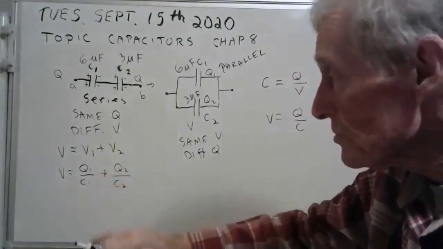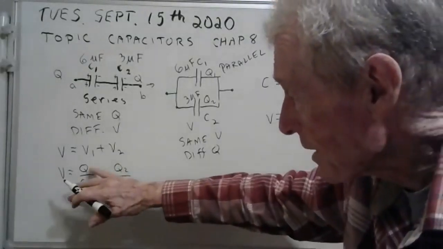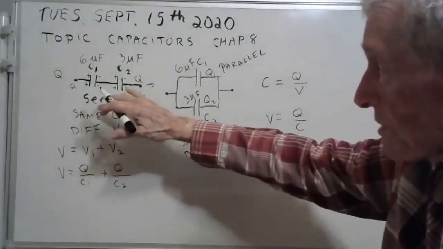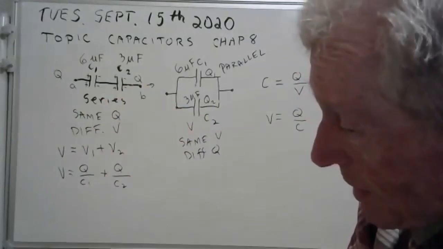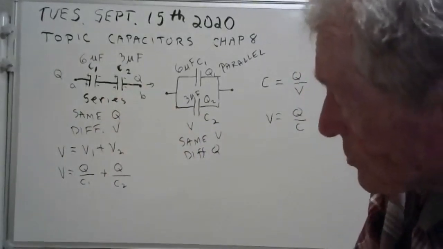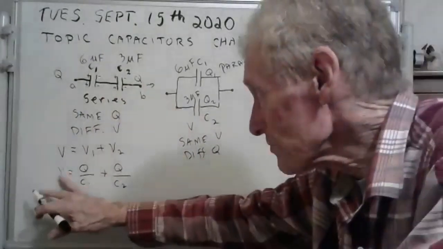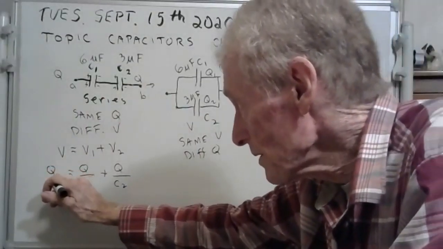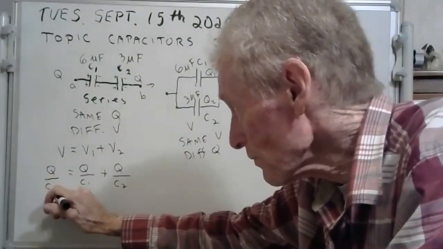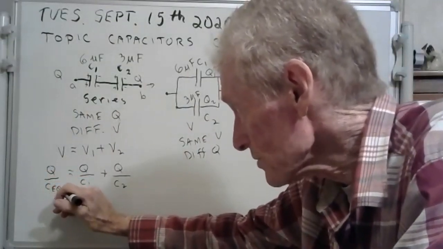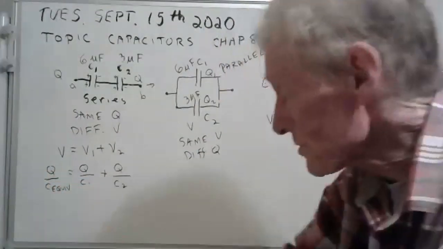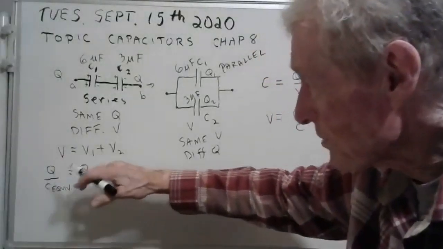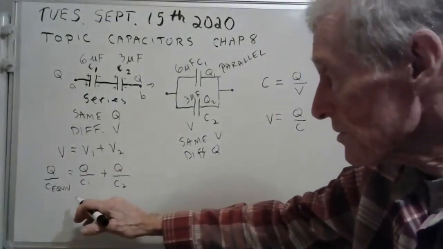But the Q's are the same, aren't they? You don't need a Q1 and Q2 when you're in series. They have the same charge. And you could write this voltage here as that same charge over what they call the equivalent capacitor. We're going to replace it with a single capacitor. Now we can do a little math here. You can just get rid of all those Q's, and here's what you'll have.